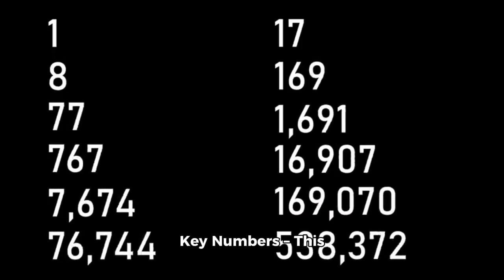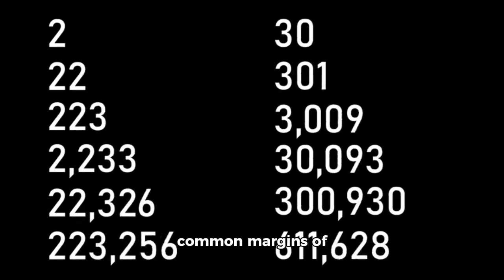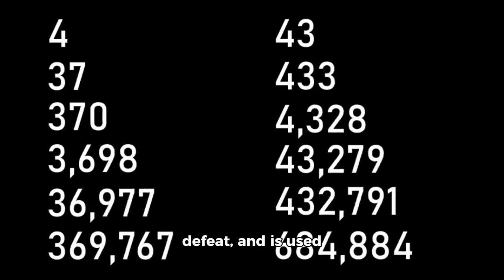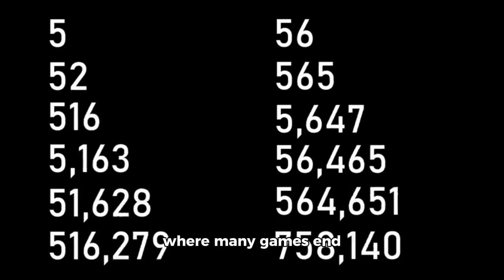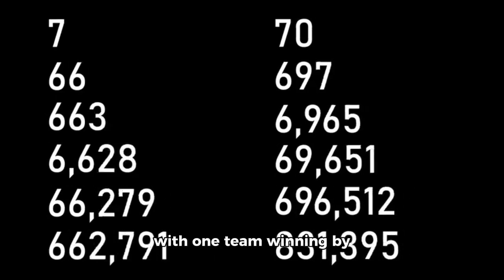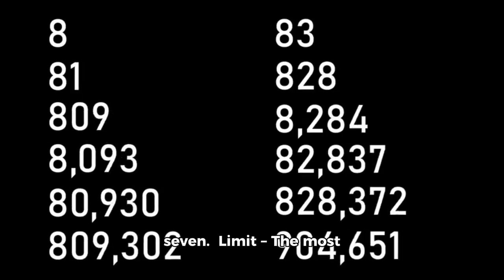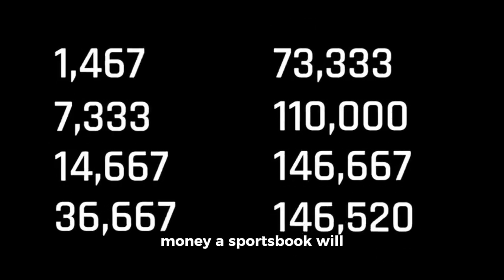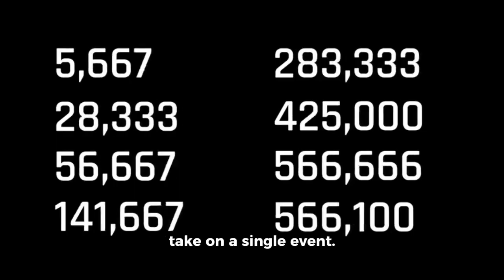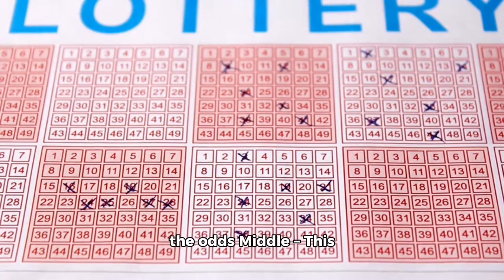Key numbers, this represents the most common margins of defeat and is used frequently in football, where many games end with one team winning by a multiple of 3 or 7. Limit, the most money a sportsbook will take on a single event. Lines, another term for the odds.